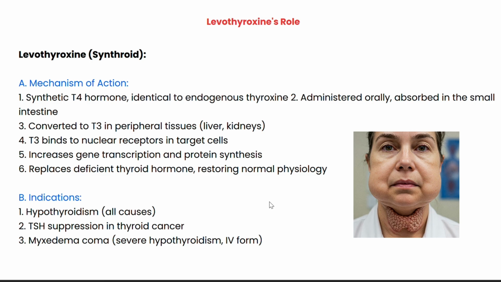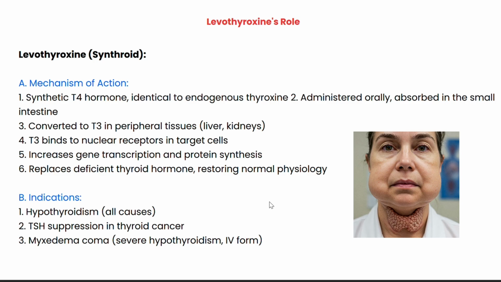This is where levothyroxine comes in. Levothyroxine, often prescribed as Synthroid, is a synthetic form of the T4 hormone, chemically identical to the thyroxine that our own thyroid gland produces.